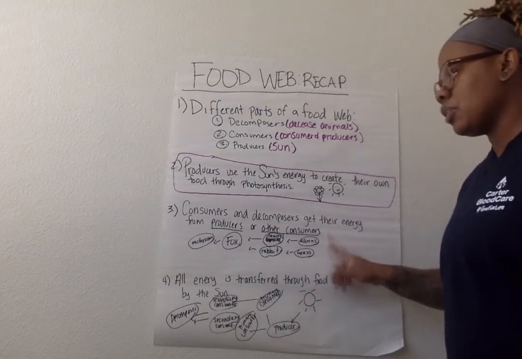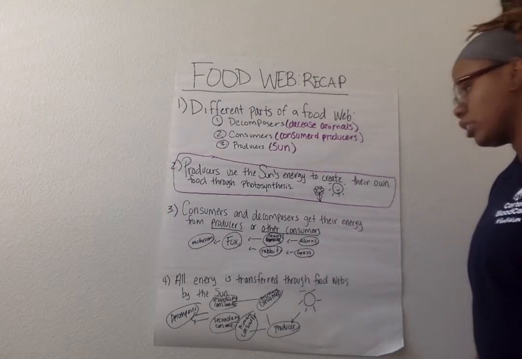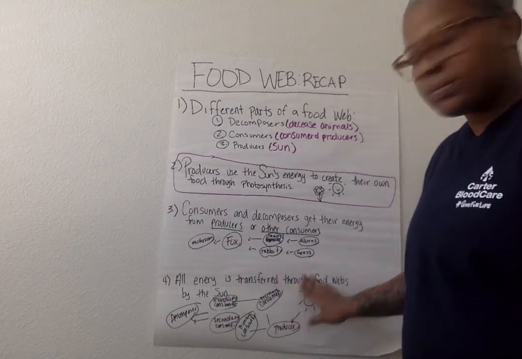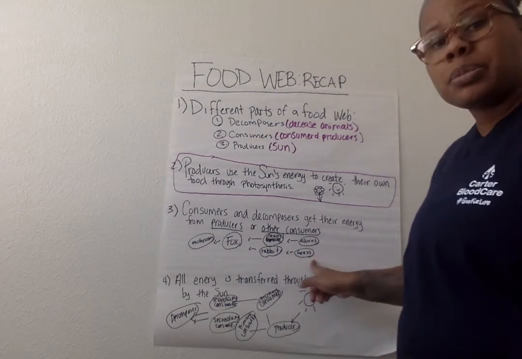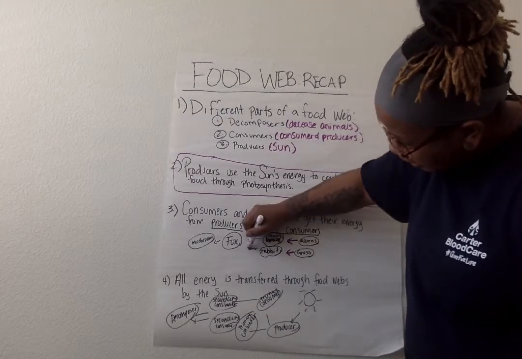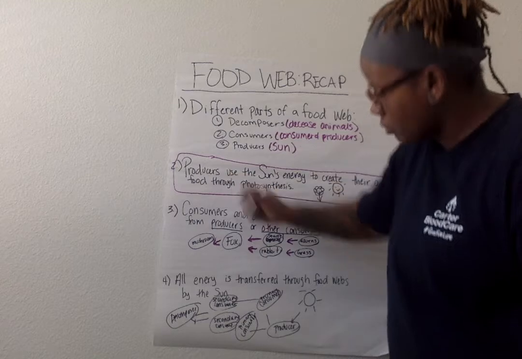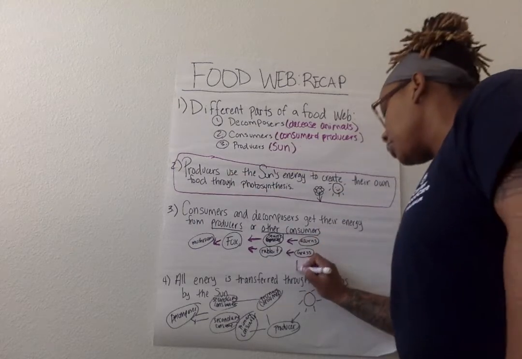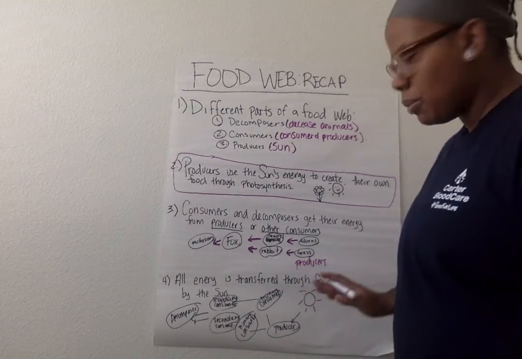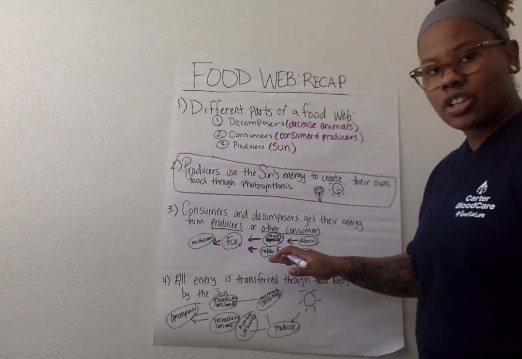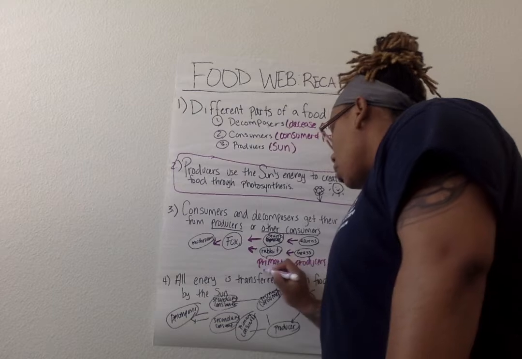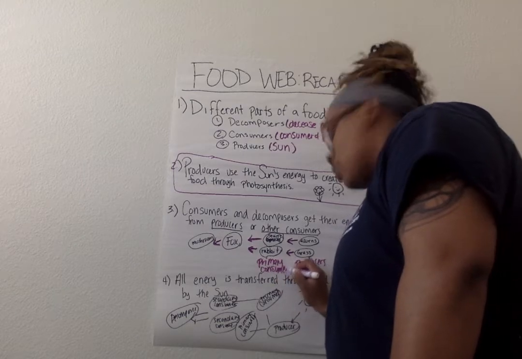Then we have number 3. Consumers and decomposers get their energy from producers and other consumers. So I made a small food web to explain this. So remember that the arrows indicate energy being transferred. Okay? So we start with our producers, which are the acorns and grass. And remember, they transfer their energy to primary consumers, which we know are usually herbivores or omnivores.